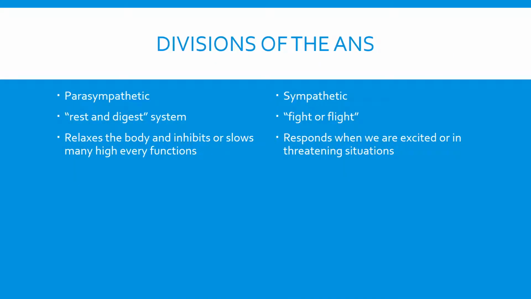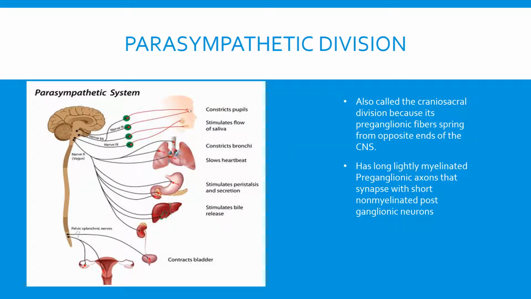The autonomic nervous system has dual innervation, which means it has two divisions, parasympathetic and sympathetic. Most people remember the difference between the two by knowing parasympathetic as the resting and digesting system and the sympathetic as the fight or flight system. The parasympathetic division relaxes the body and slows everything down, while the sympathetic does the exact opposite and speeds everything up. The parasympathetic division has craniosacral outflow.